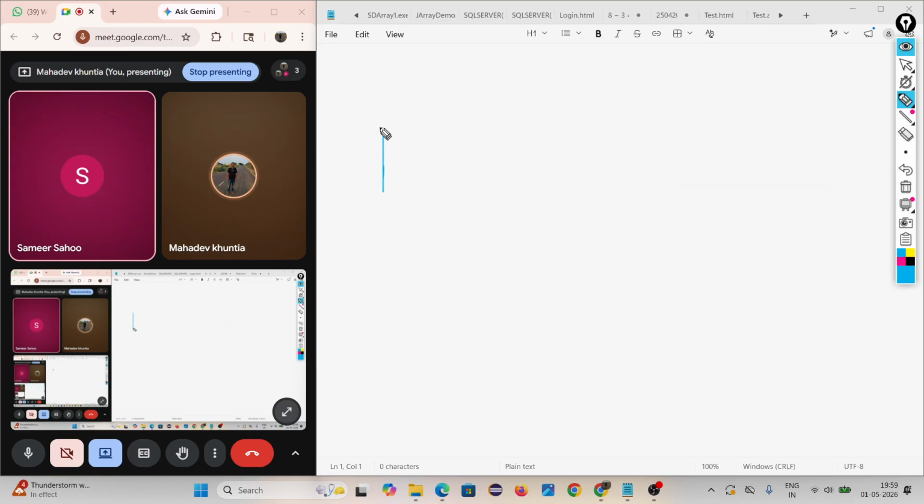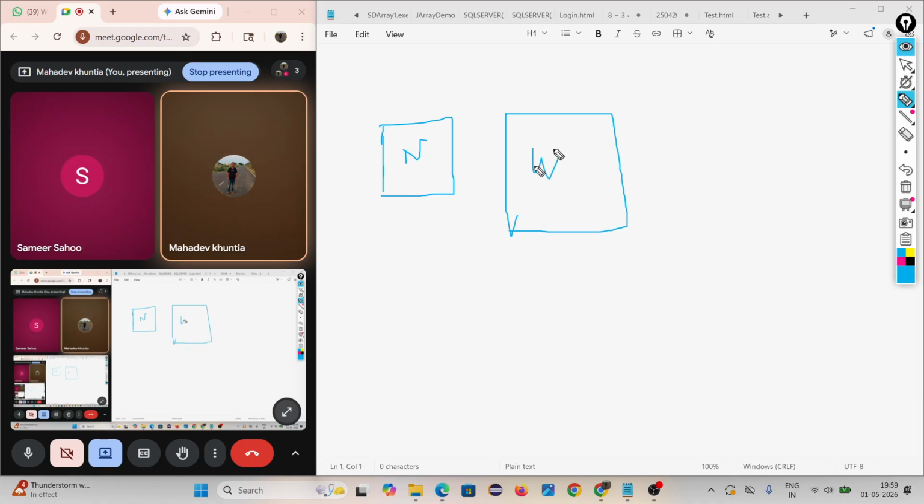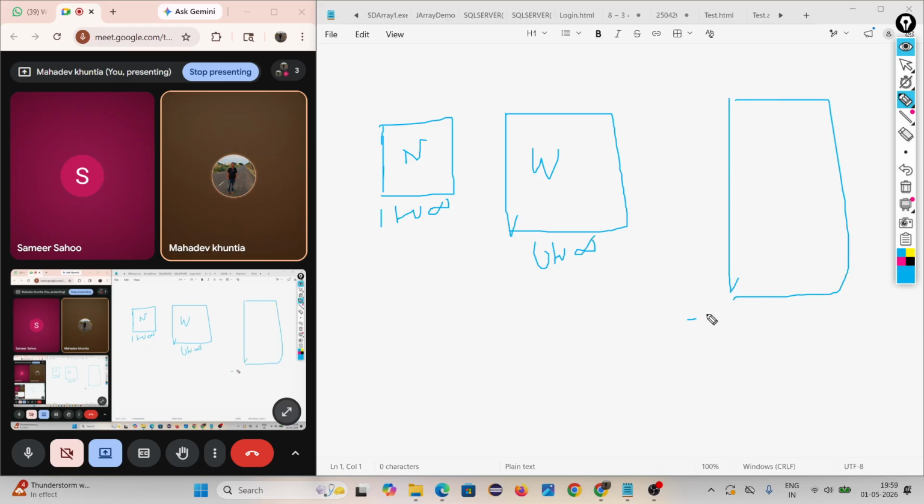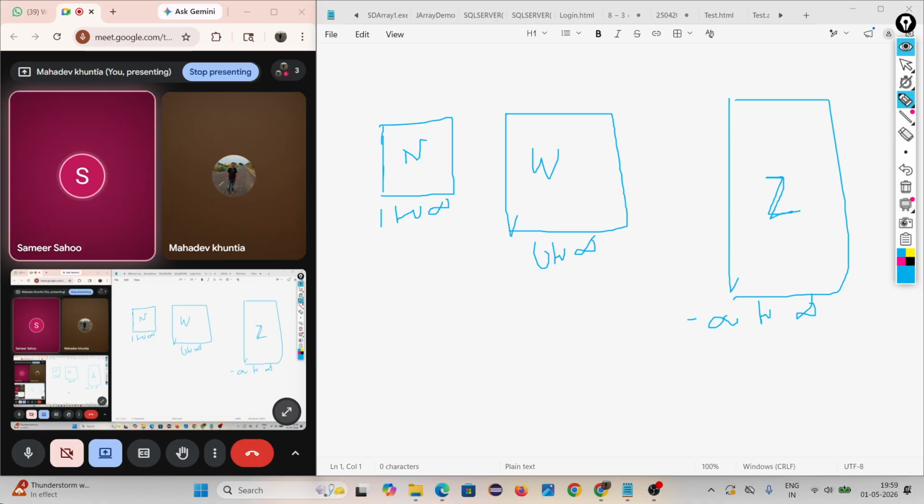Then can I conclude? Natural numbers are 1 to infinity. Whole numbers are 0 to infinity. Integers are minus infinity to plus infinity. And remember, the set of integers is denoted by Z. Okay?